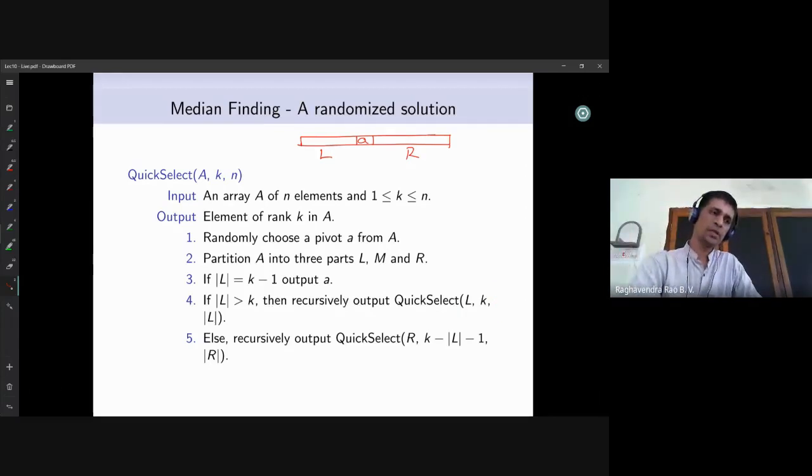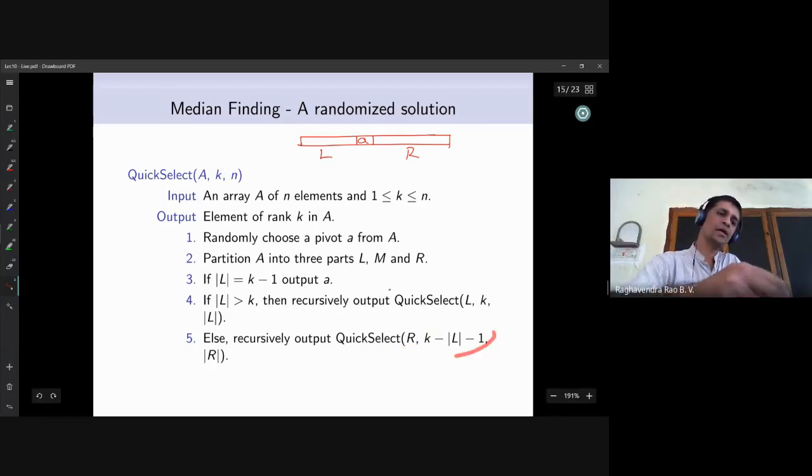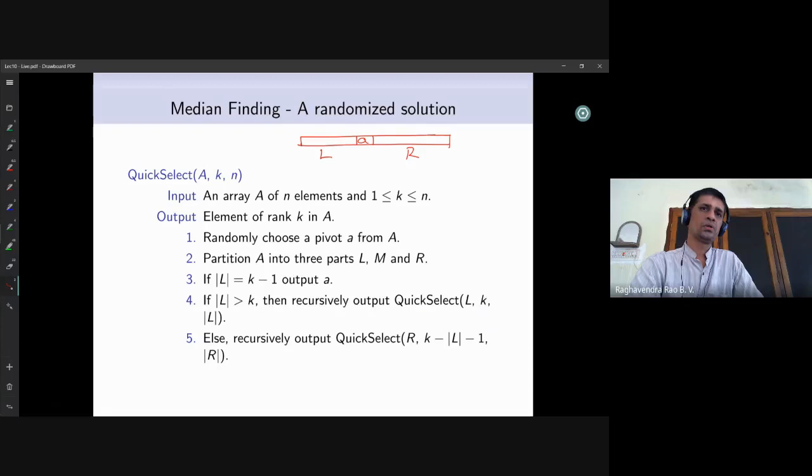The third and only remaining possibility is that the size of L is less than k minus 1. So this else implies the cardinality of L is less than k minus 1. In that case, our rank k element should be in R, right? So we run quick select on R. Now what should be the rank of that particular element? The element of rank k in the original array will be of what rank in R?